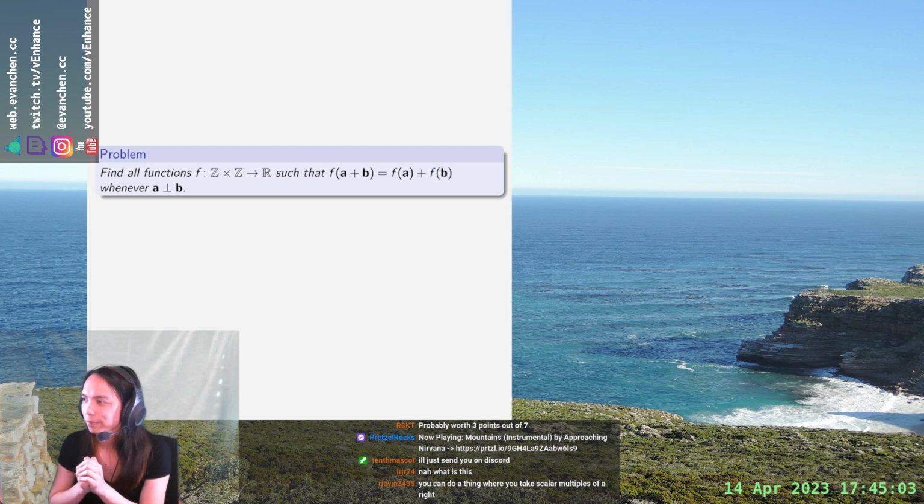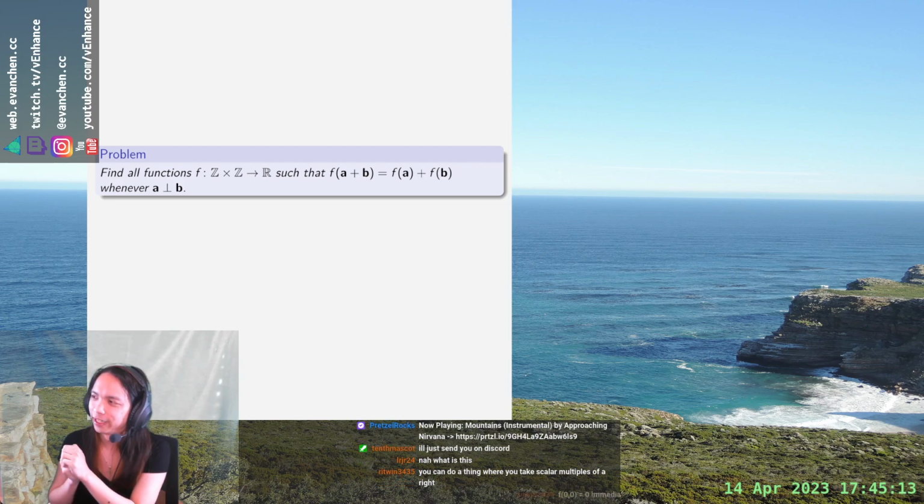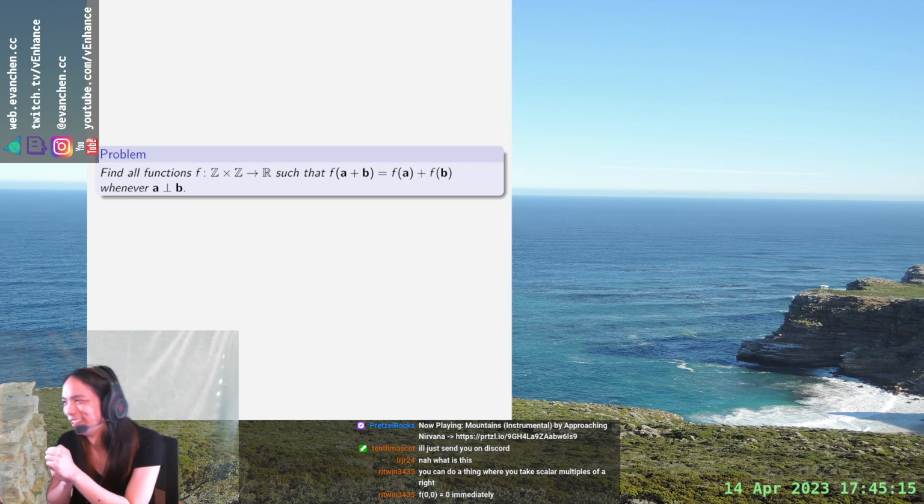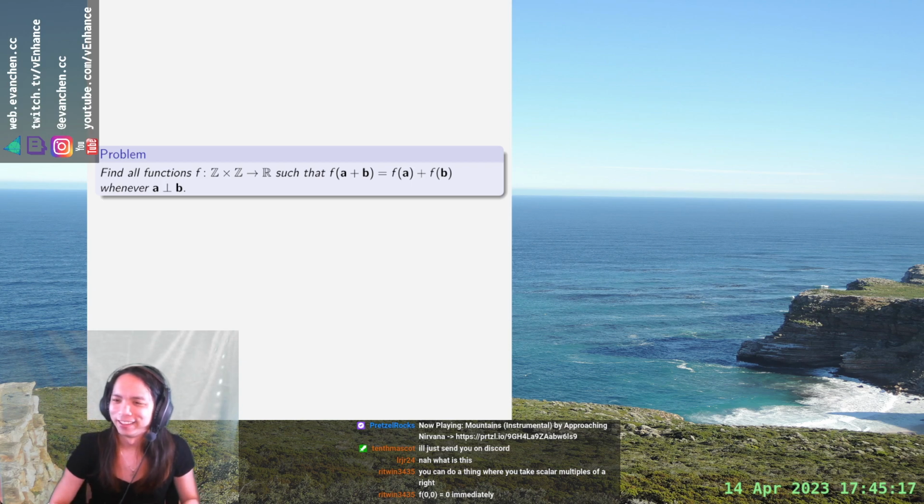We want to... You have a function that takes two-dimensional integer vectors to R, and it's additive on orthogonal vectors. Is the condition, and final. Yeah, so f(0) equals 0, of course.